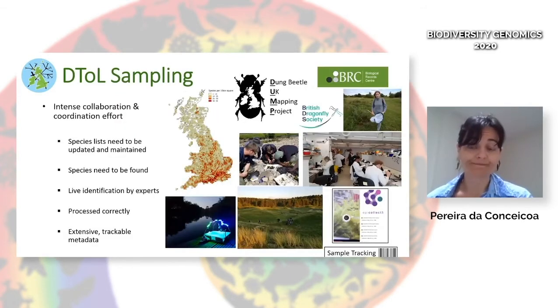When it comes to sampling, it requires an intense amount of collaboration and coordination effort. Species lists not only need to be updated and maintained, as they are constantly changing, but they need to be transformed into a target list that is within the scope of this project. Then the species need to be found, and in some cases identified live by experts. So we need to find and engage with these taxonomic experts. Specimens need to be processed correctly, and extensive metadata is generated during this process and needs to be trackable from the field to the lab.